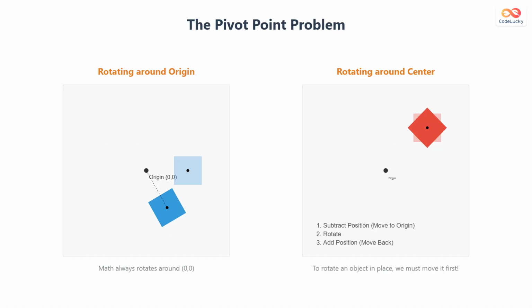There is a catch. The math always rotates points around the origin, the 0, 0 point. If you want to rotate an object around its own center or a specific pivot point, you must first move, or translate, the object so its center sits at the origin, perform the rotation, and then move it back.